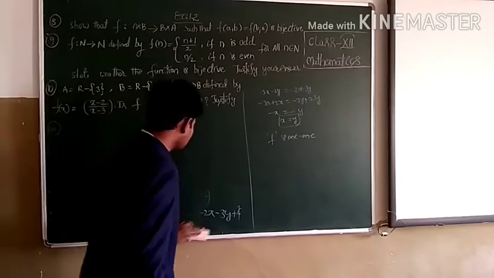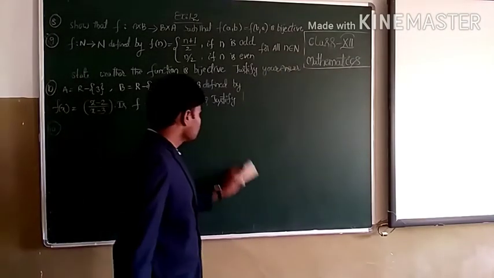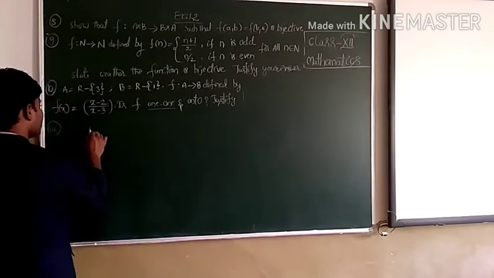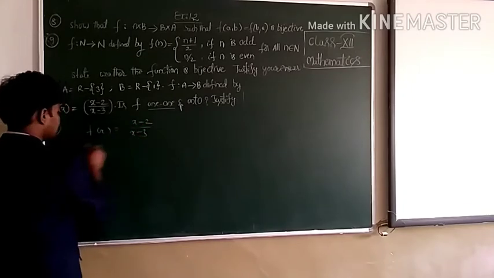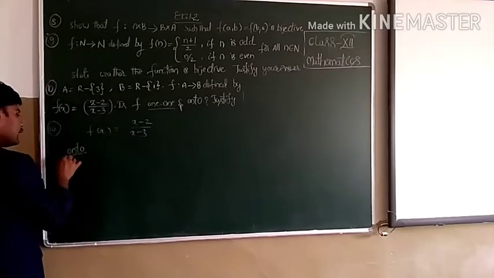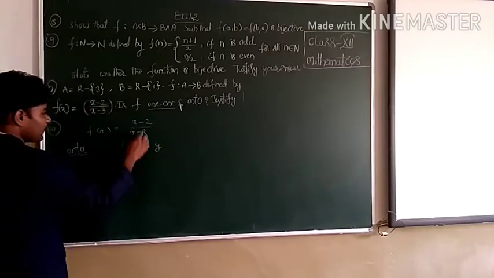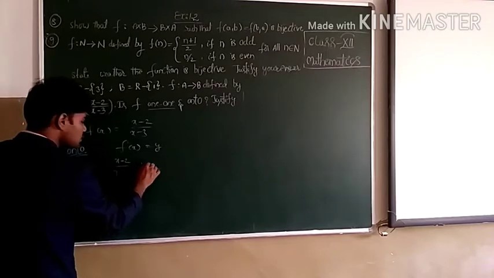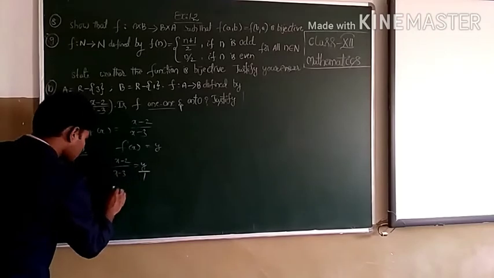Onto condition is if f of x is equals to y. Okay, so here the function is f of x is equals to x minus 2 by x minus 3. Onto function condition is f of x is equals to y. Okay, now f of x is x minus 2 by x minus 3 is equals to y. Okay, we can take this by 1.